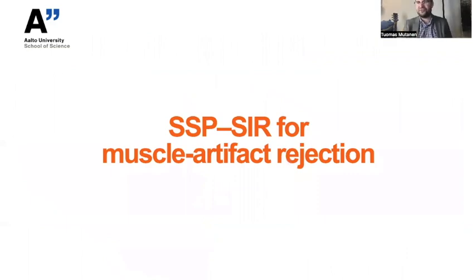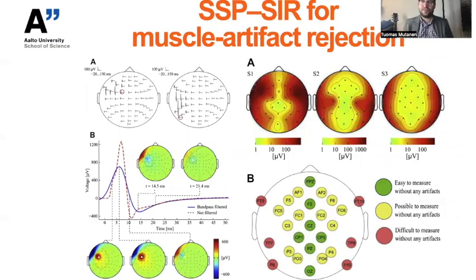So first I will introduce the so-called signal space projection combined with source-informed reconstruction method that we developed some years ago for removing the TMS-evoked muscle artifacts. And as you might know, when we stimulate different parts of the brain, we can easily create some muscle responses that we are not interested in and that can easily mask the neuronal signals.